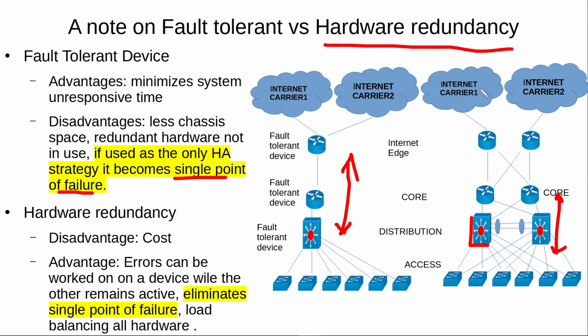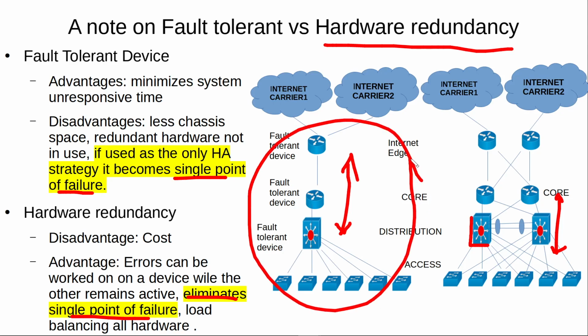So using hardware redundancy eliminates single points of failure, and it is recommended for your headquarters, for your big enterprise networks. You can choose to use the single-device design, for instance, in branch offices, where you can relax your best practices for your designs.